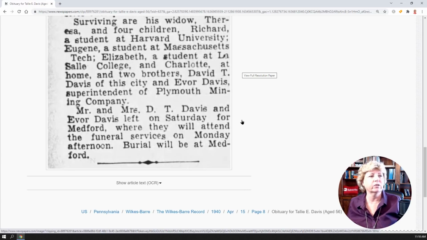T.D. Davis and Ever Davis, left on Saturday for Medford, where he will attend the funeral services on Monday afternoon. Burial will be held at Medford.